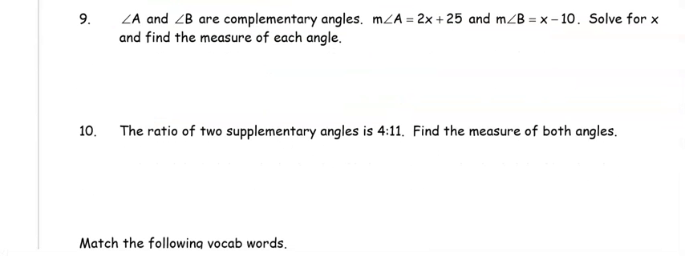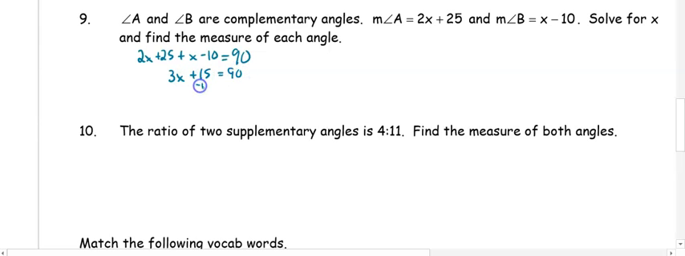In number 9, we have angle A and angle B are complementary angles. The measure of angle A is 2x plus 25. The measure of angle B is x minus 10. Solve for x and find the measure of each angle. So complementary angles together are equal to 90. So we have 2x plus 25 plus x minus 10 equals 90. We can combine like terms. 3x plus 15 equals 90. We can subtract 15 from both sides. 3x equals 75 and divide by 3, so x is 25.